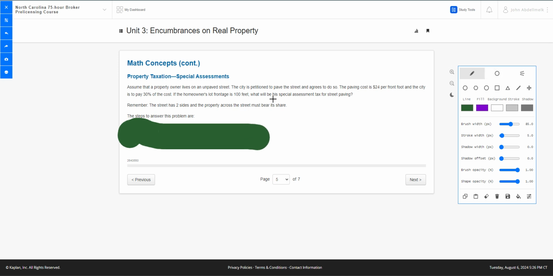Okay, so assume that a property lives on a paved street. The city is petitioned to pave a street, and agrees to do so. Paving is 24 per front foot, and the city is to pay 30% of the cost. What would the homeowner's loan be for a special assessment for street paving? The first step I would take is to determine how much the total cost is.